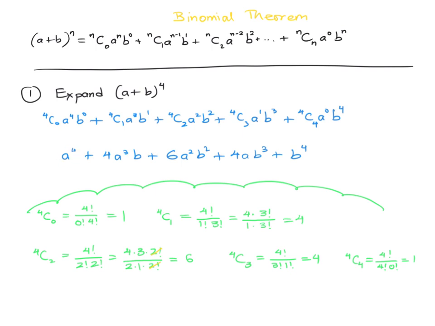So I have a to the fourth. And then for a cubed b, again, I'm not going to bother writing that extra 1. 6a squared b squared, and then plus 4ab cubed. Again, I'm not going to bother writing that 1. And then b to the fourth. Again, there's a couple of 1s I'm going to ignore. And that is the expansion of a plus b raised to the power of 4.